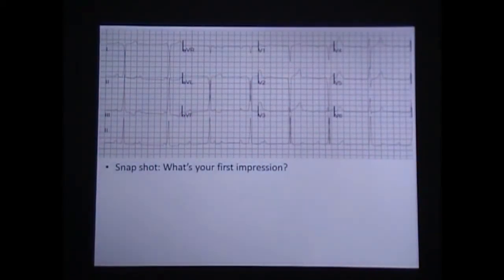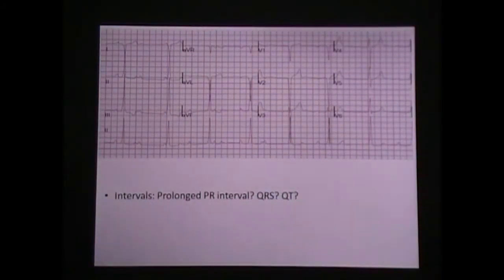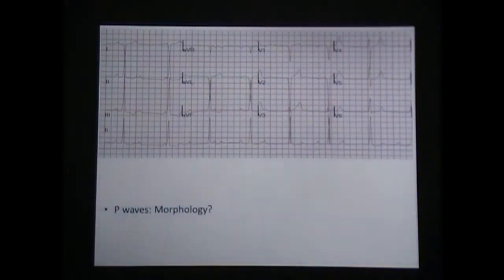So first impression, you said, I'm worried about a third degree block. Okay. P wave, abnormal P wave intervals. Okay. Heart rate and rhythm, you said it is slow. Okay. PR interval, QRS, and QT. We didn't really talk about the QT. Not going to worry about the QT here, but it's less than 50% on the QT. QRS we talked about is right at the 120 milliseconds, and there's more P's and QRSs, so it's kind of hard to do a PR.